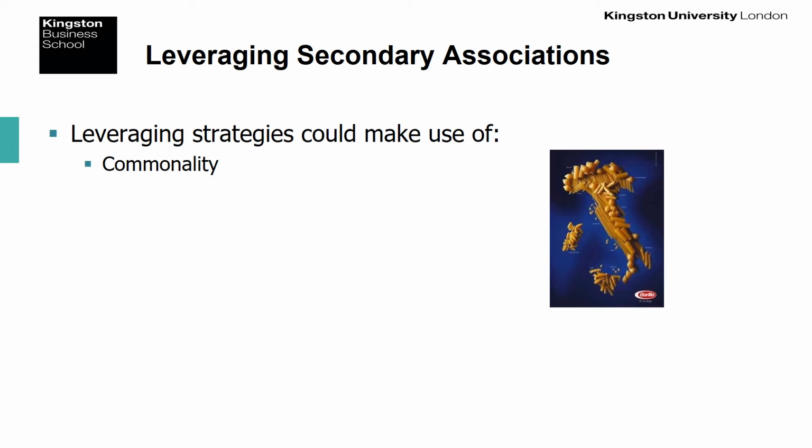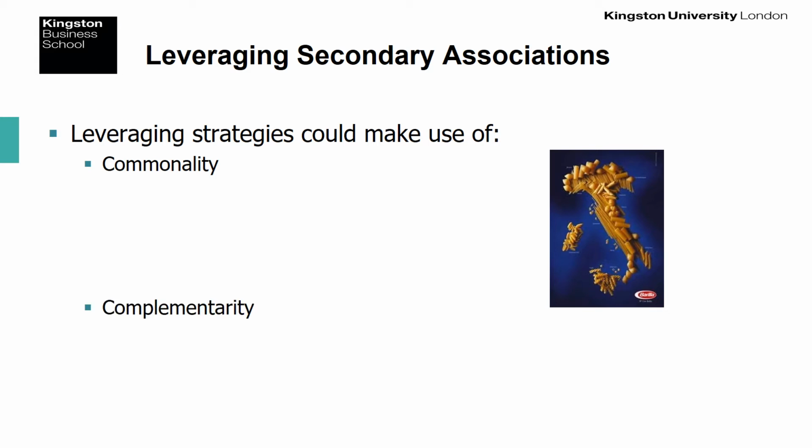So pasta comes from Italy. Italy is famous for its pasta. Barilla is an Italian brand. And so the two go together like hand and glove. And that's showcased here in the use of the different pasta shapes to create a map of Italy in the advertisement.